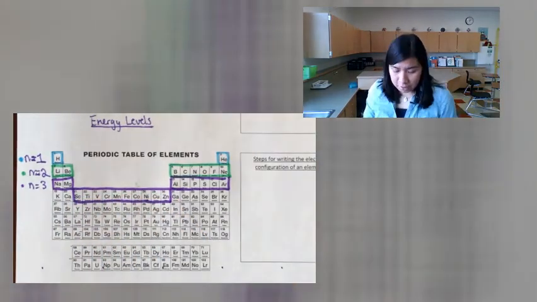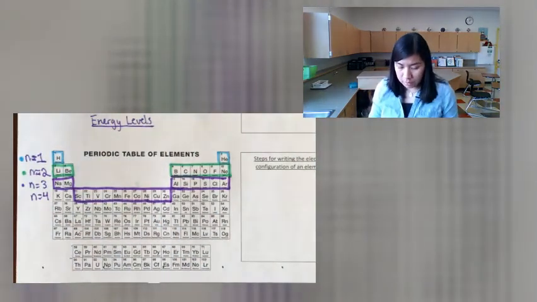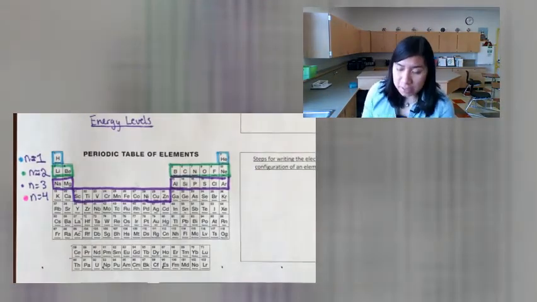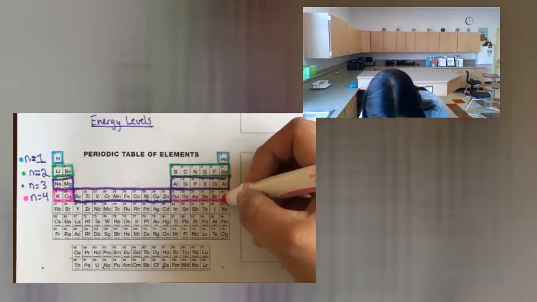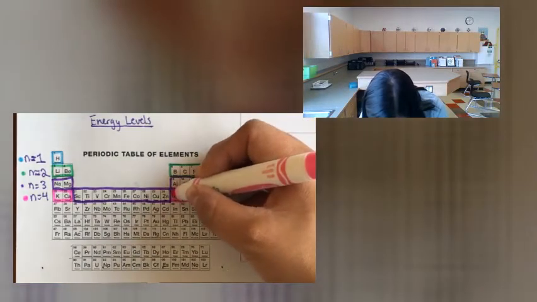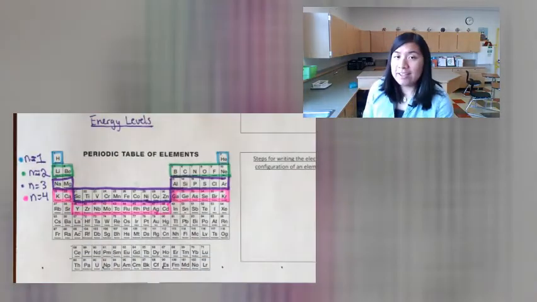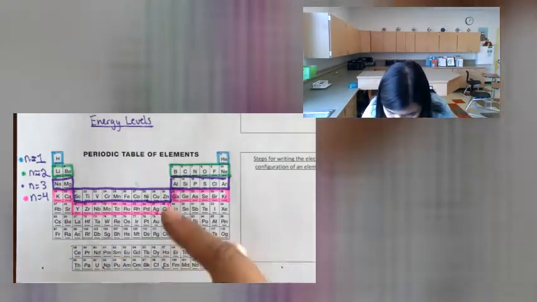Let's do the fourth energy level. N equals 4. I'm going to use pink for that one. So similar to the other ones, it is the fourth row right here, and over here on the right. It's also going to be right below the third energy level in the D subshell. And it's going to be the first row of the F subshell, which is right here.